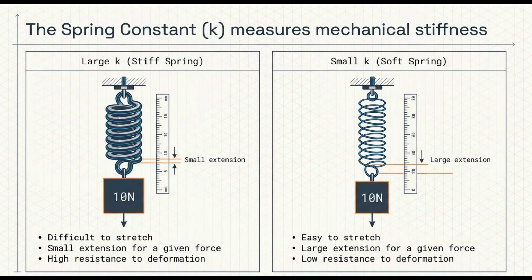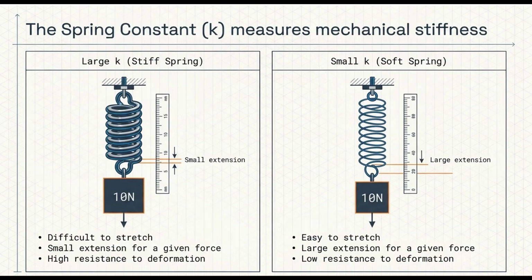The spring constant, represented by K, tells us how stiff a spring is. A large spring constant means the spring is stiff. It requires more force to produce a given extension. A small spring constant means the spring is soft, and less force is needed to stretch it. So we have different types of springs, with a large K and a small K. You can see both diagrams here.